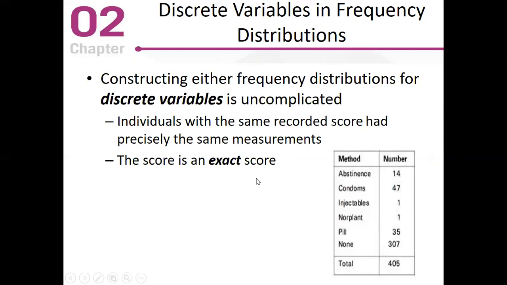The score is an exact score. Individuals with the same recorded score had the exact same measurement. Abstinence, 14 people all scored abstinence. Basically, computing tables for discrete variables is really simple. It's just simply the possible categories and how many people fell into that category.